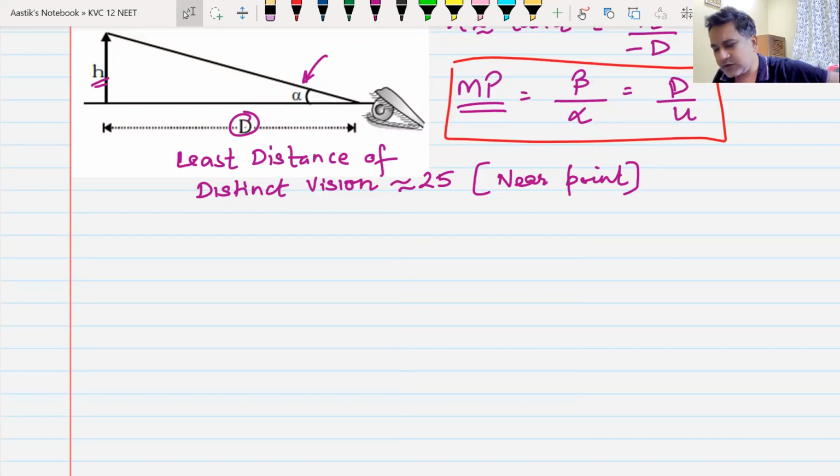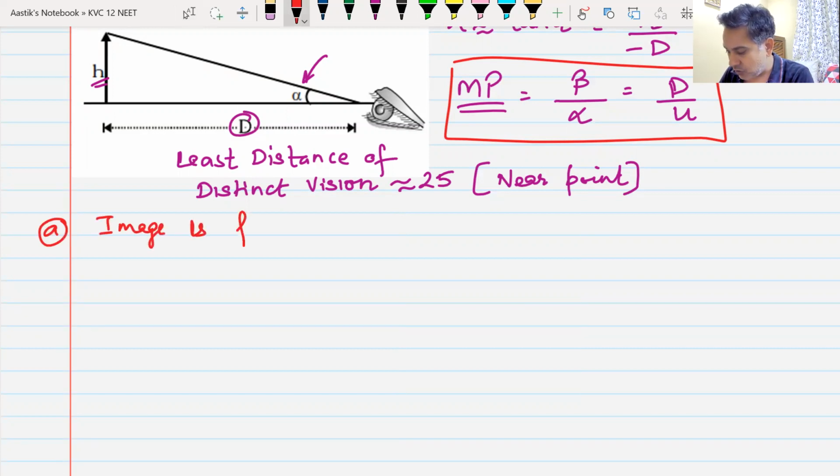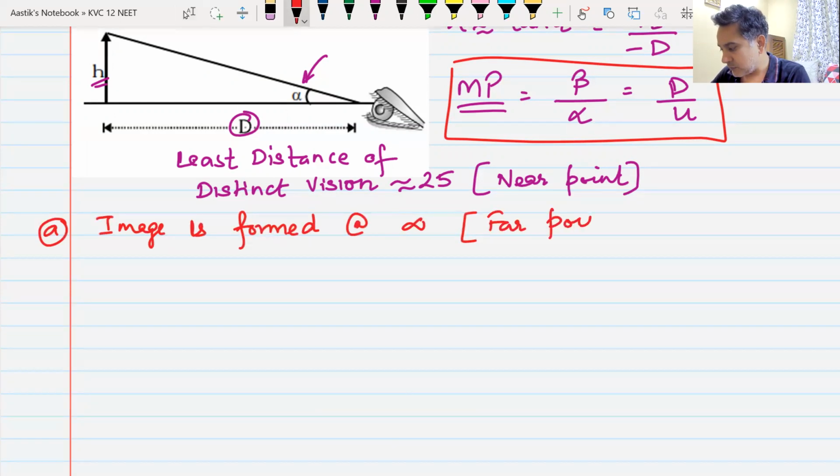If you noted this down, then remember, whenever we talk about the magnifying power of any optical instrument, microscope is an optical instrument, telescope is an optical instrument, we always find out this magnifying power in two cases. In case number one, image is formed at infinity. Infinity we also call the far point. When the image is formed at infinity, which you can also call the far point. Do we understand this?